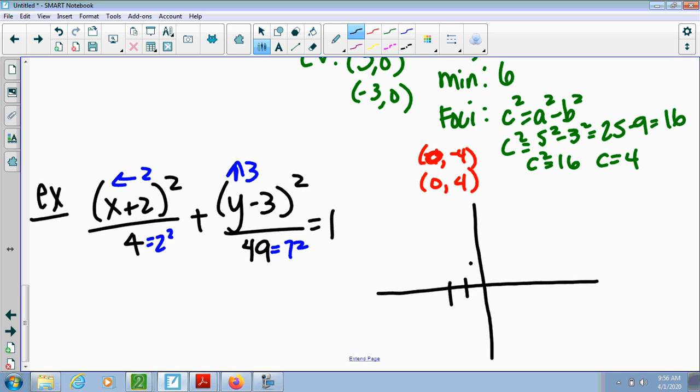I'm going to start with my center. My center is now going to be at negative 2, 3. And I'm going to have to go 7 up and down. That wasn't smart. I'm going to run out of space. And then I'm going to go 2 left and right. So 1, 2. I got the 2. 1, 2, 3, 4, 5, 6, 7. So left and right is 2 because that's underneath the x. Up and down is 7.